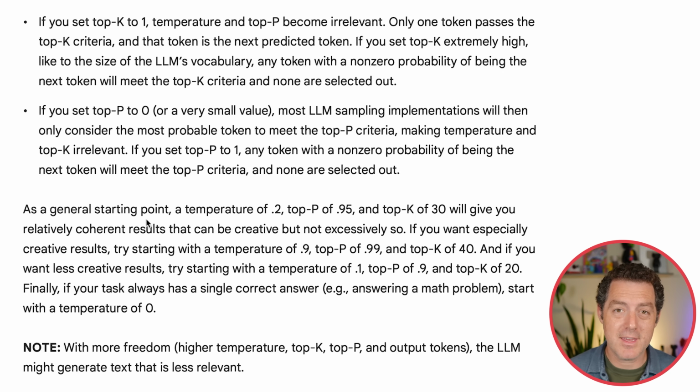Now in this document, they give suggested starting points for all three of these settings. And generally, within whatever chat interface you're using, they give you their default settings as well. But for here, as a general starting point, a temperature of 0.2, that's actually a lot lower than I usually start at. I usually start at like 0.6. Top P of 0.95 and top K of 30 will give you relatively coherent results that can be creative, but not excessively so. If you want more creative results, raise the top P and raise the top K. And obviously, if you want more consistent, less creative results, do the opposite, drop those settings down.